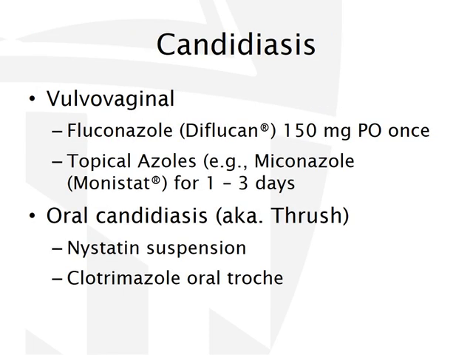So candidiasis can be seen anywhere on the body, but normally where we see it is vulvovaginal. And in that case, there are a couple different treatments that can be used. Fluconazole or Diflucan, which is the brand name, 150 milligrams PO once. So that's a pretty effective, easy to tolerate dosage regimen for patients. Could also be used topically. So miconazole, brand name Monistat, is a cream that is used intravaginally. Depending on the formulation, it can be used either 1 or up to 3 days.